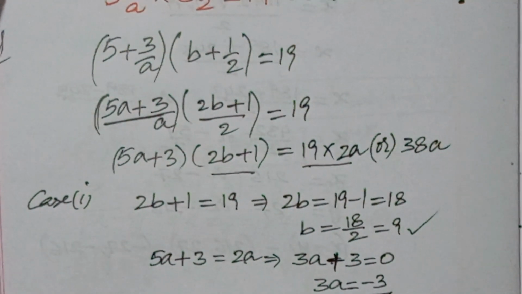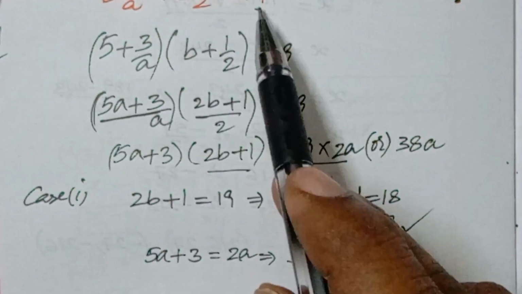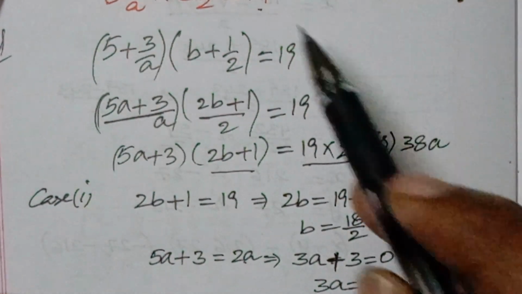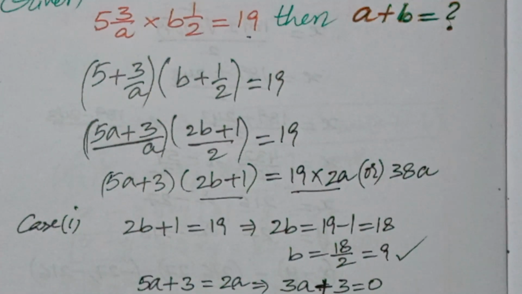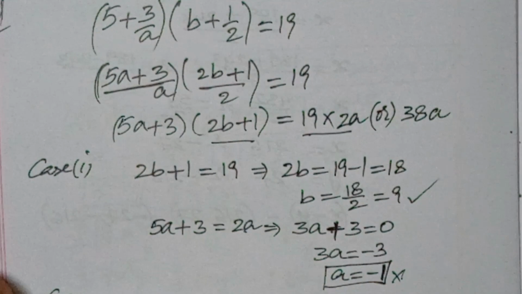But here you cannot take a value of minus 1. Why? Because here the product is positive. b value is positive, a value negative, the product will get negative. So here you cannot take case 1. Now I am taking case 2.